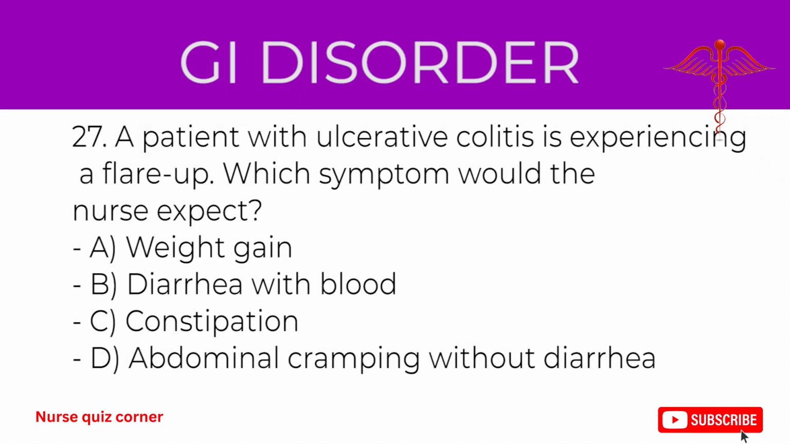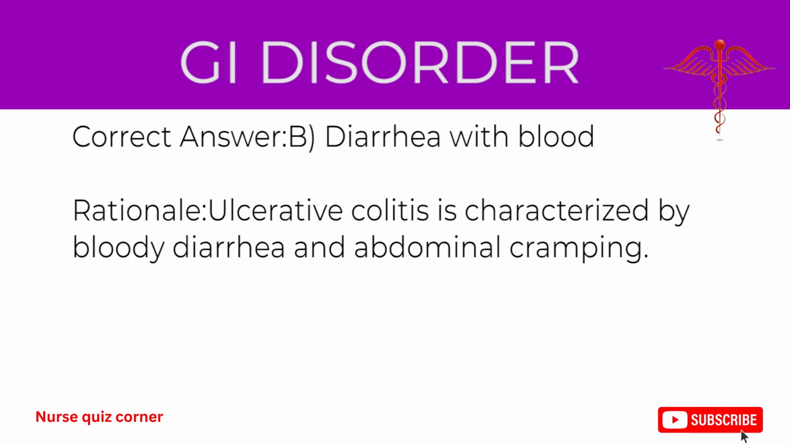27. A patient with ulcerative colitis is experiencing a flare-up. Which symptom would the nurse expect? A. Weight gain. B. Diarrhea with blood. C. Constipation. D. Abdominal cramping without diarrhea. Correct answer: B. Diarrhea with blood. Rationale: ulcerative colitis is characterized by bloody diarrhea and abdominal cramping.